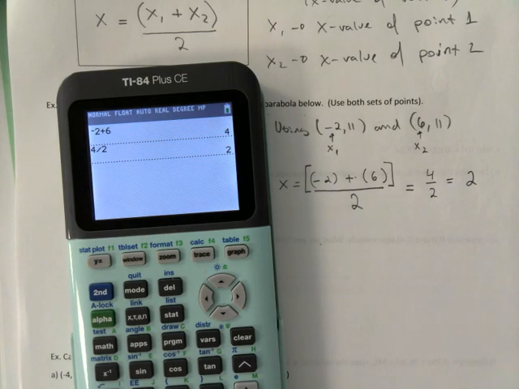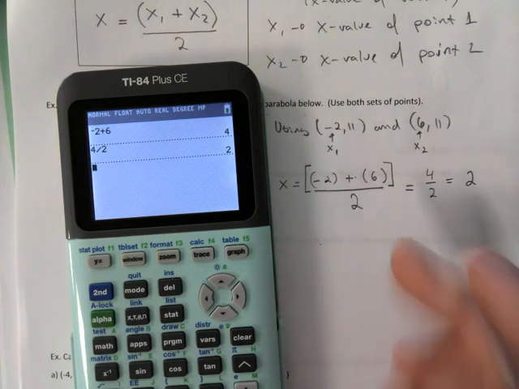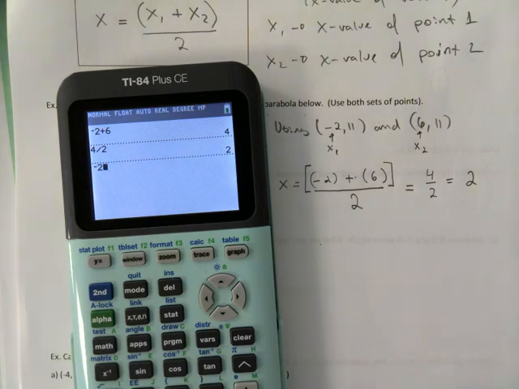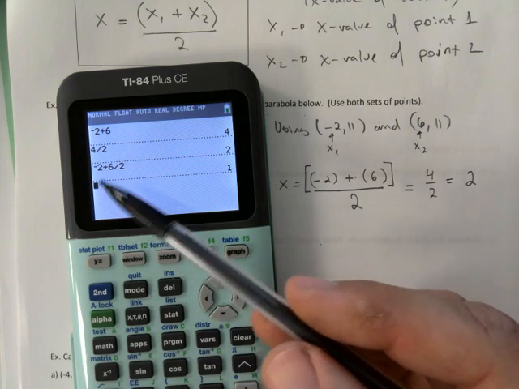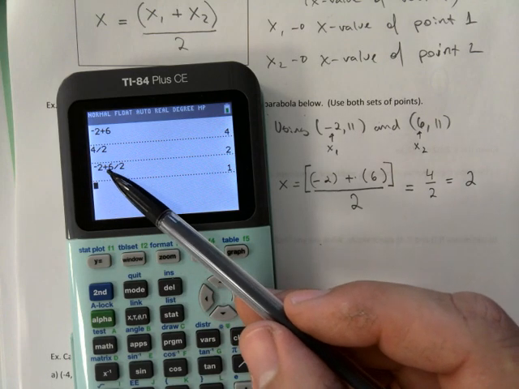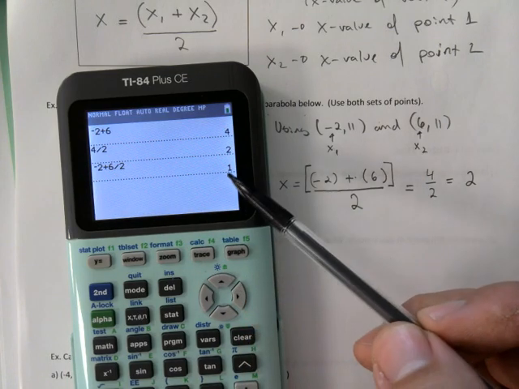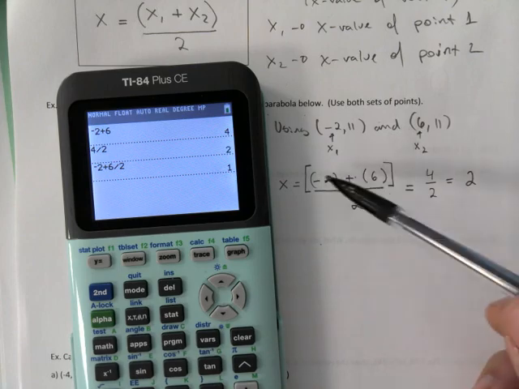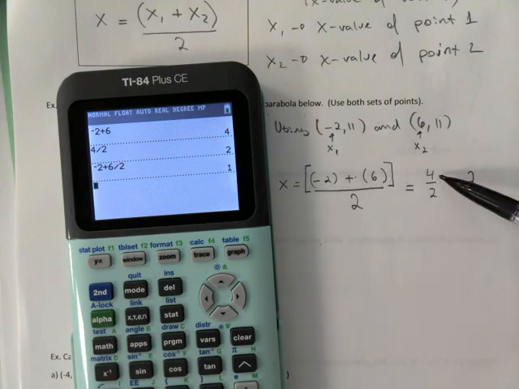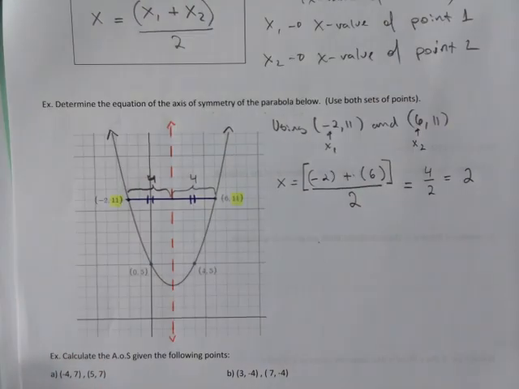Let's see, if you don't do the top first, watch what happens. -2 plus 6 divided by 2. The answer will be 1. Why is that? Because of BEDMAS, right? It'll divide first. 6 divided by 2 is 3, and -2 plus 3 is 1. So you've got to watch out. Do the top first, find your answer, and then divide. You've been warned.